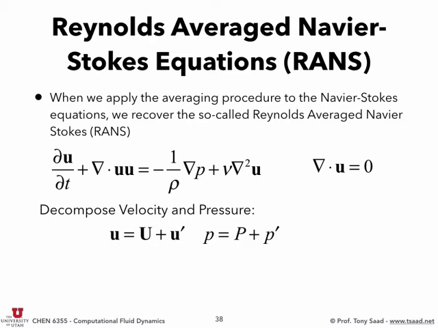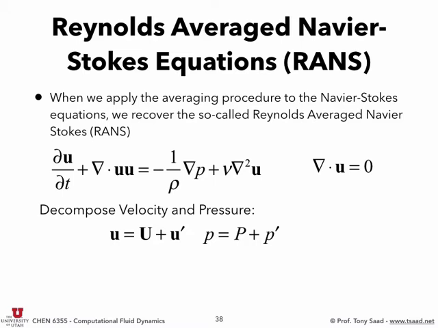Now we're going to decompose the velocity and pressure into a mean value, capital U, plus a fluctuating value, lowercase u prime. Same thing for the pressure, capital P plus P prime. You can apply this to scalars as well, or other forms of the equations. But these are the simplest incompressible equations. This is kind of where the development was.